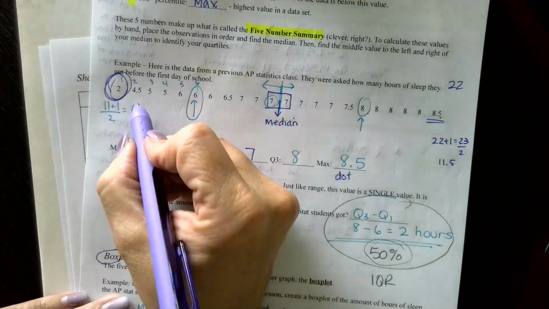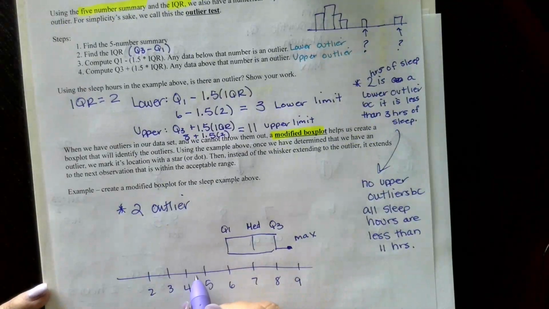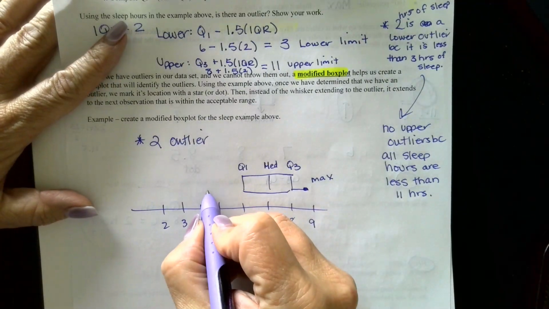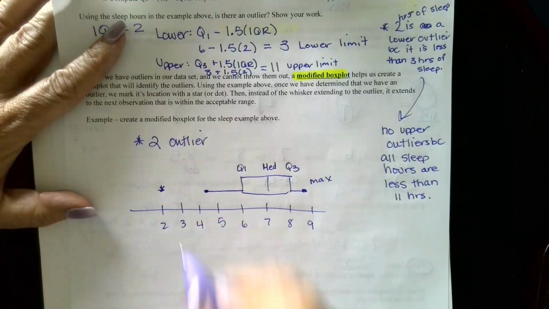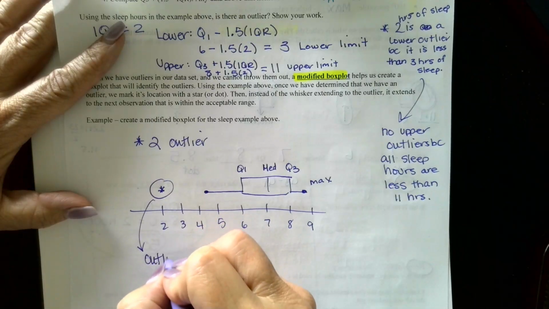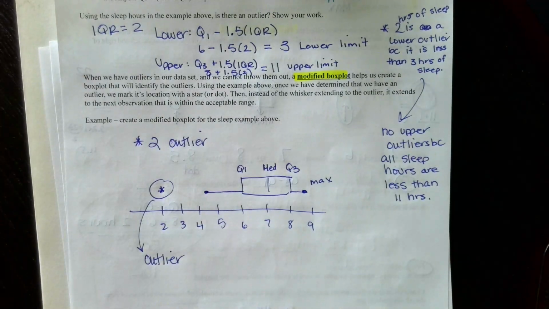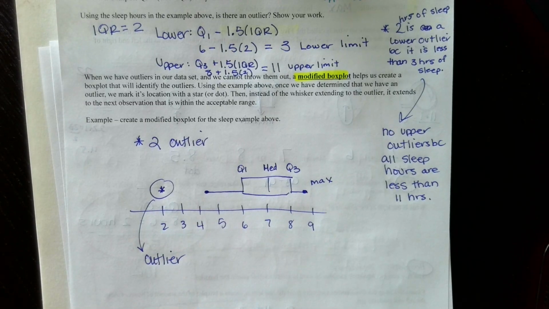Now, if I flip this over, my lowest number for sleep hours is 4.5 hours. So right here at 4.5 hours, I'm going to put a little dot. Then I go over here and put an asterisk on 2, and this asterisk says that it's an outlier. That's what a modified box plot tells you: because I have this outlier, it's not played into my graphical representation anymore.